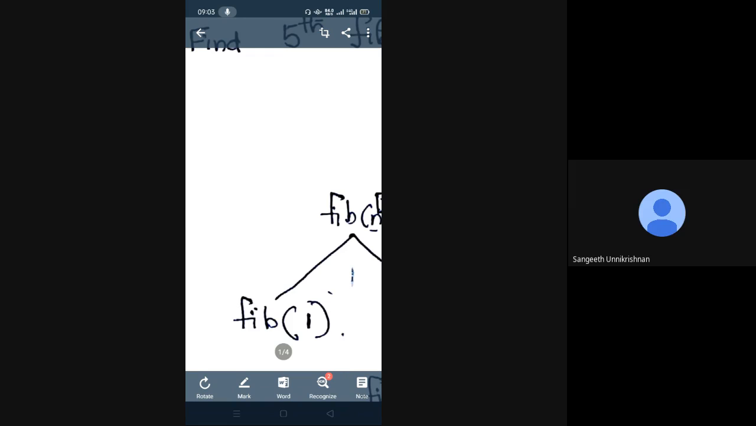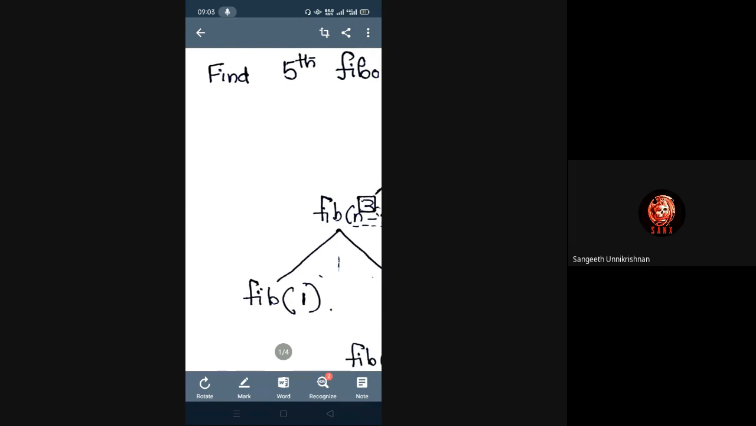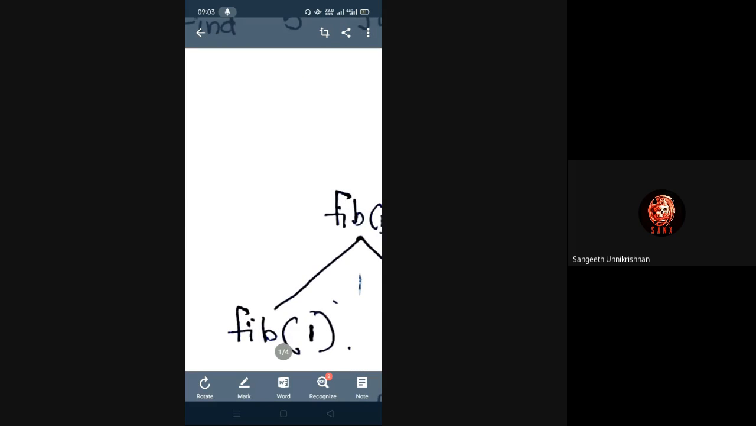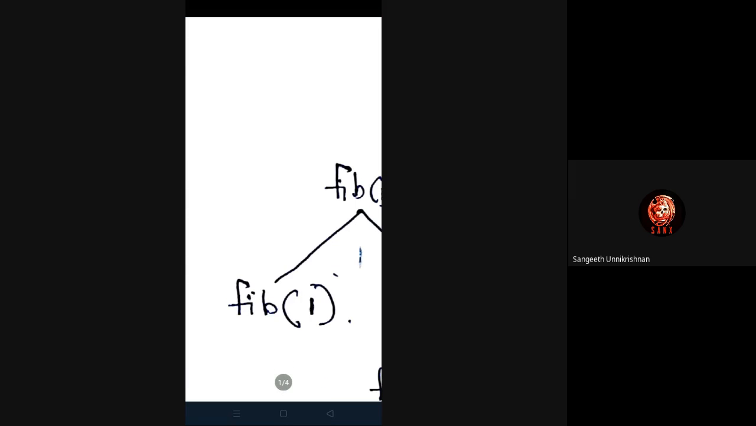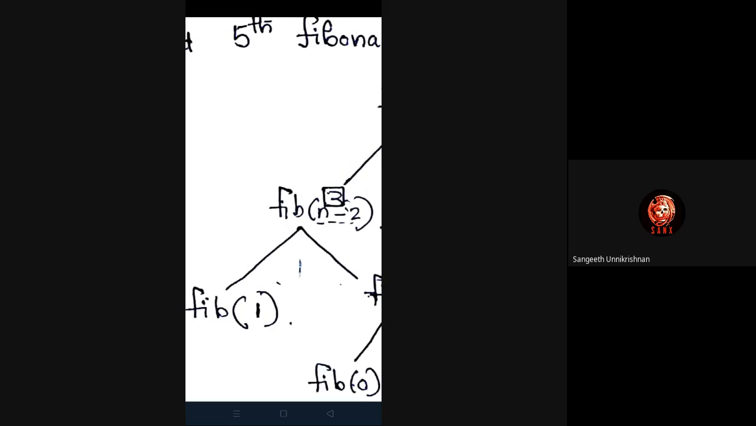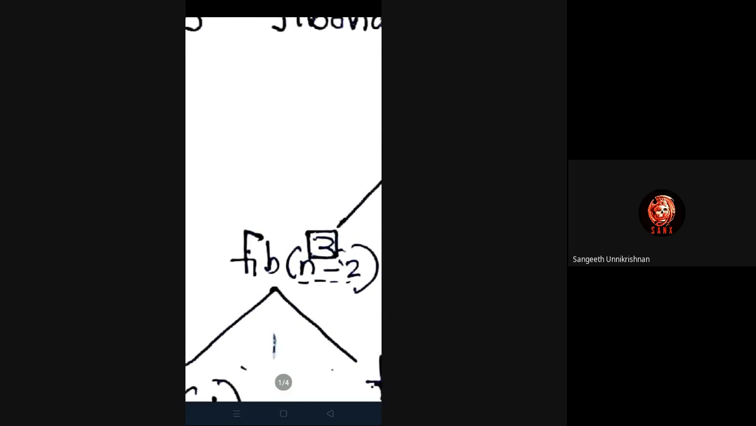Of 1 is 1, then it completes its execution. This function first completes its execution. Okay, its execution is completed. Then what we will do? It will go back to fib of 3. Here it will come back.